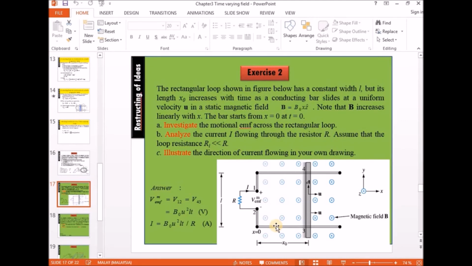So first one, investigate the motional EMF across the rectangular loop. Have you noticed that I made this wording red? These are the normal wording that you might find in your test or final. They're actually just wording. As a conclusion, they want you to find things. So don't be scared by all this wording. Analyze? I never analyzed before in class. No, don't worry. You just need to find only.